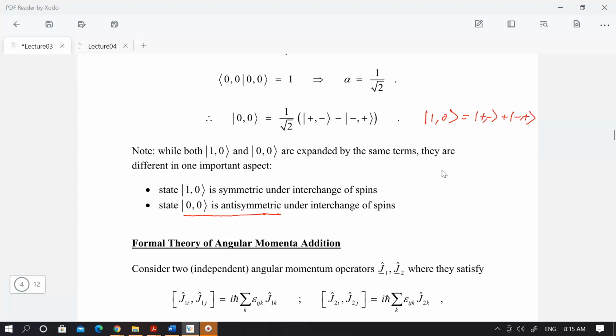Then interchanging spin 1 and spin 2 will just give you back the same thing. So in other words, state 1 0 is symmetric under the interchange of spins, and state 0 0 is antisymmetric. So one can actually identify which is which. Okay.